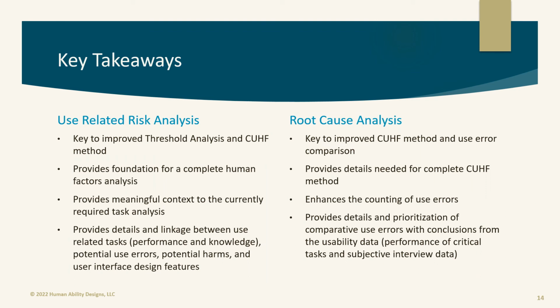So our key takeaways are that number 1, the use-related risk analysis and root cause analysis are keys to an improved comparative use human factors method. Number 2, both of these human factors tools are foundational to a solid human factors process. Number 3, they will ultimately help improve the task analysis and counting of use errors. And finally, the URRA and root cause analysis will provide the necessary details, linkage, and prioritization of use-related risks and the data being compared. And now you know our secret ingredients.